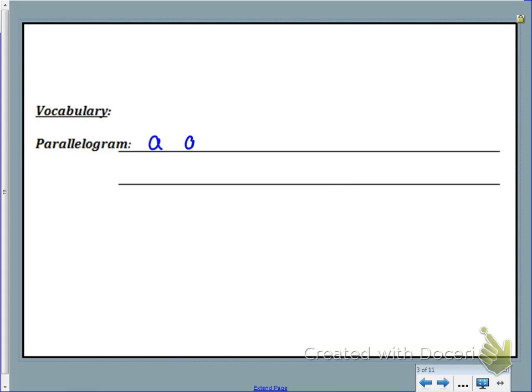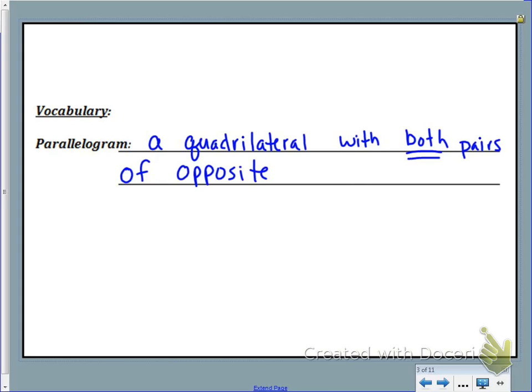So a parallelogram is a quadrilateral, meaning a four-sided figure, with both pairs of opposite sides parallel. So if you look in your annotation section, there's a drawing of a parallelogram. And essentially, if we look at a parallelogram, we need to know that both pairs of opposite sides are parallel. So if you look at this image here, you can transfer that over in your annotations.